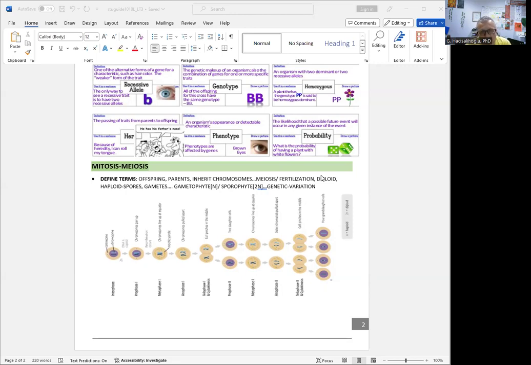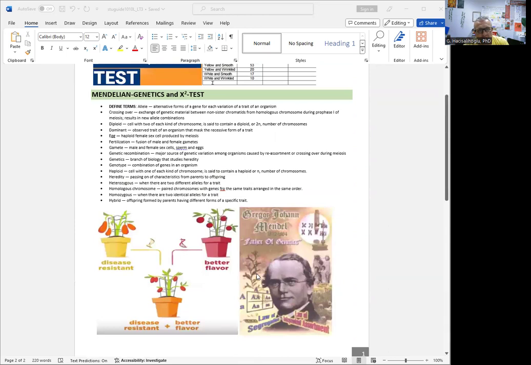So pay attention to these. Look at the chi-square test examples. Look at the vocabulary of Mendelian genetics. And next week we will also go over these 3 chapters and answer your questions about them.